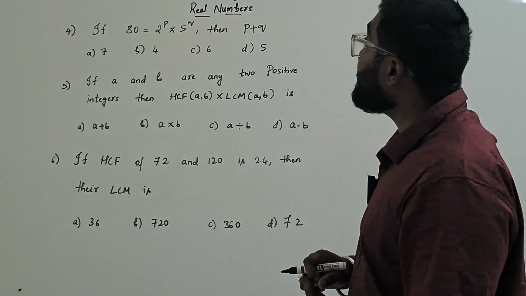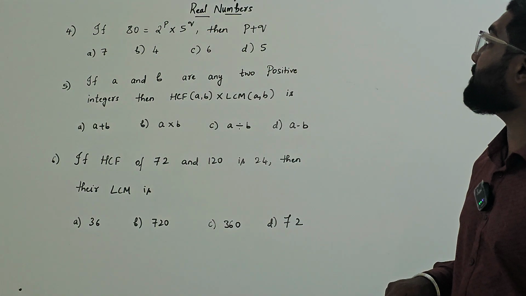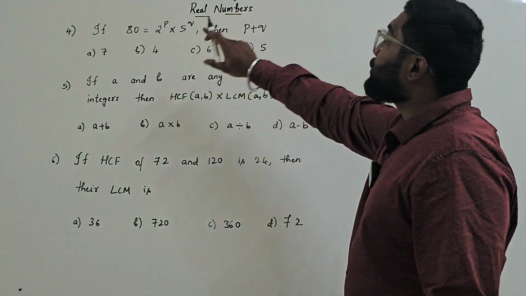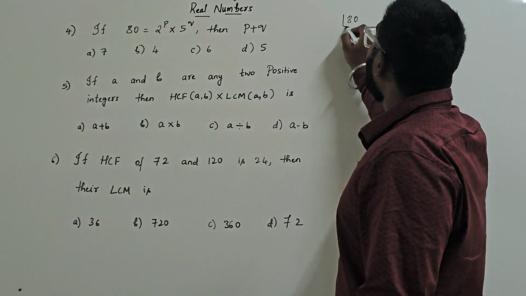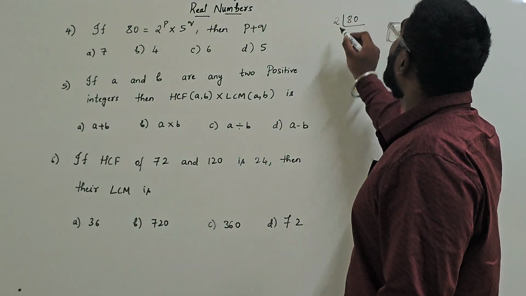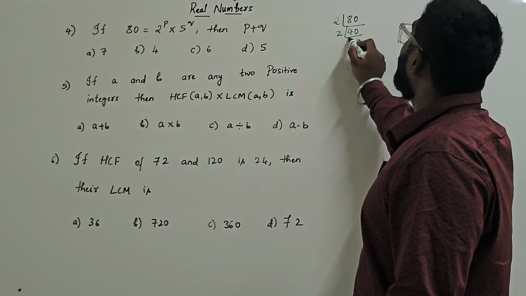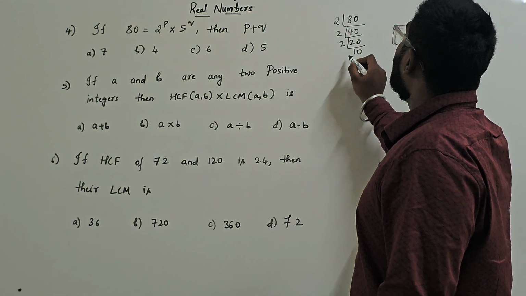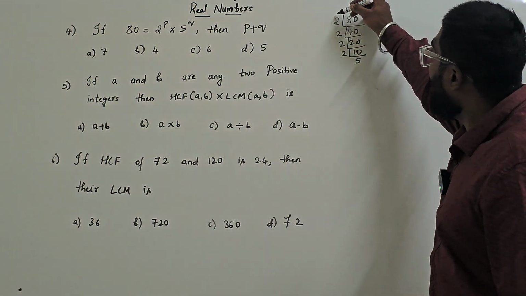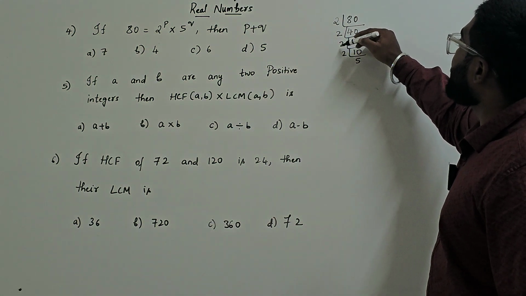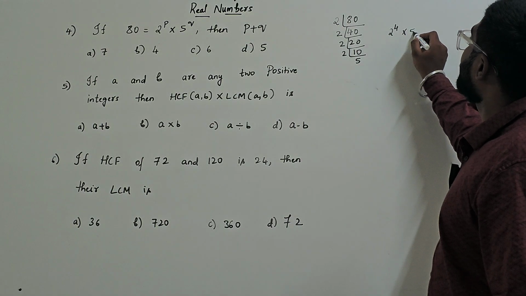Question number 4 says 80 is equal to 2 power p into 5 power q. Then find p plus q. Now you can understand, 2 power p and 5 power q is a very simple question, students. So you have to take 80 and do the factorization. 80 divided by 2 is 40. Then 40 divided by 2 is 20. Then 20 divided by 2 is 10. And 10 divided by 2 is 5. Now check here, how many 2s are there? 1, 2, 3, 4, so 2 power 4 into 5.